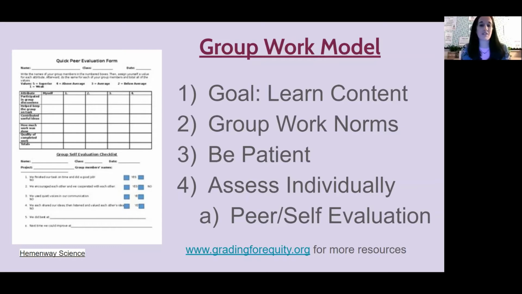And then finally, the last step in the group work model is to do the assessment once they have worked through the tasks that you have provided for them. Again, he says, assess individually. Some options of what that could look like: for example, this is a peer evaluation form and a self-evaluation checklist that I got from Teachers Pay Teachers. You could do both, or one or the other. They could peer evaluate each other to help you get feedback on how to accurately grade and assess them for their work and for others in the group.